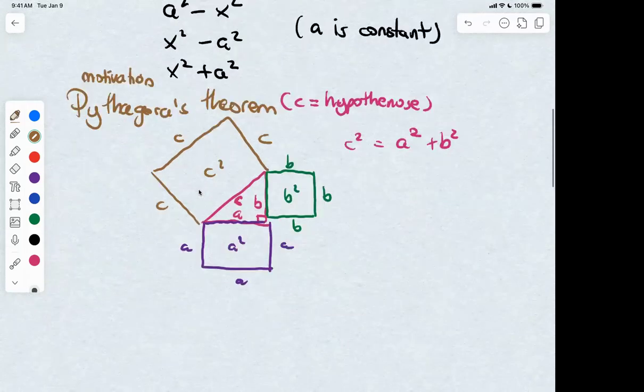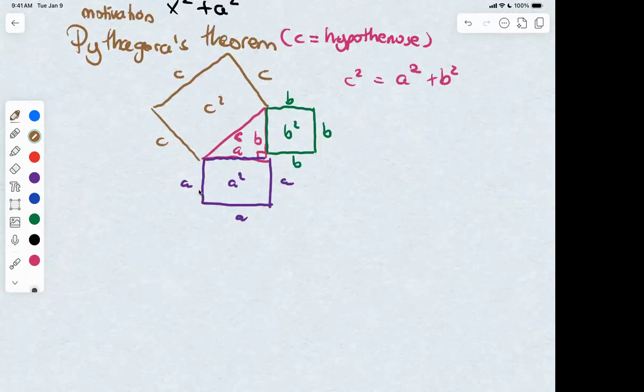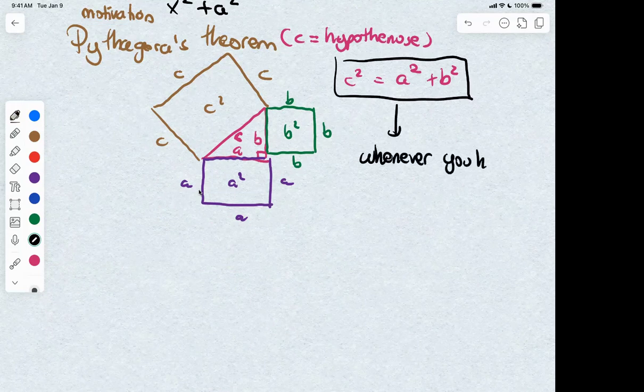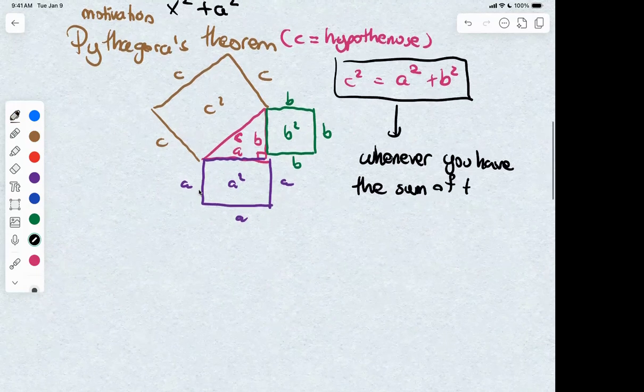Now, the reason I wanted to talk about Pythagoras theorem is that what this is saying is that whenever you have a sum of squares, there's secretly a right triangle involved. That's how you should think about the theorem also. Whenever you have the sum of two squares, you can build a right triangle. And you'll see that's a useful perspective to have when we talk about these integrals.